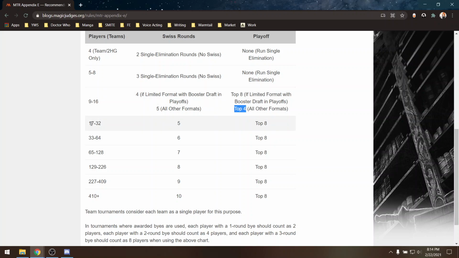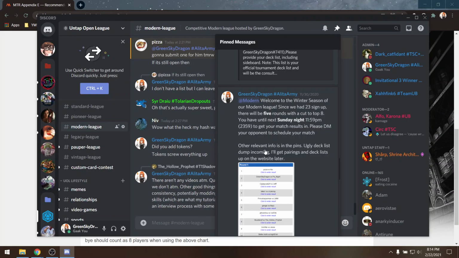If you have over 16, you are going to have 5, and over 32, you're going to have 6 rounds. And both of these are going to have a cut to top 8. So this document is where we get our numbers for whether we're doing 5 rounds or 6 rounds, and whether we're cutting to top 4 or top 8. So that's where you get your information from when you're telling players at the beginning of the round how many rounds you're going to have and whether you're cutting to a top 8 or a top 4.